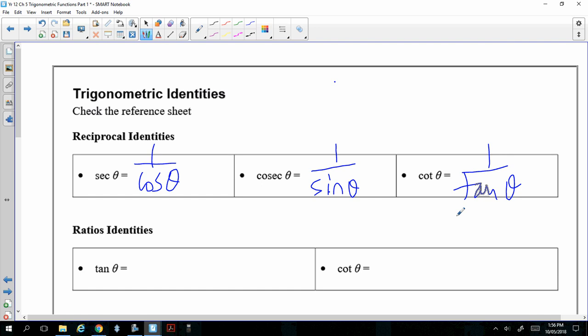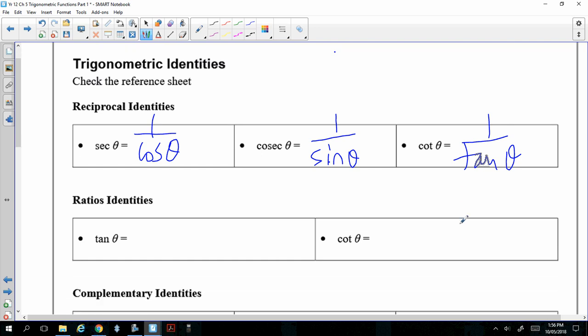Okay, ratio identities. Tan theta is sine theta over cos theta. That will be useful later on. And then cot theta is cos theta over sine theta. Right, that's done.